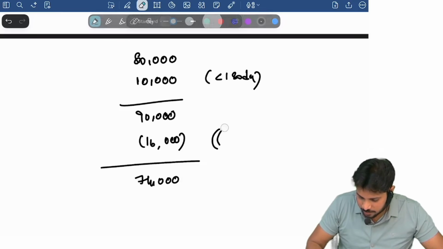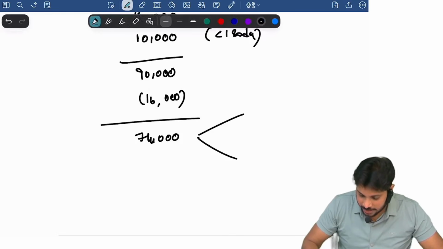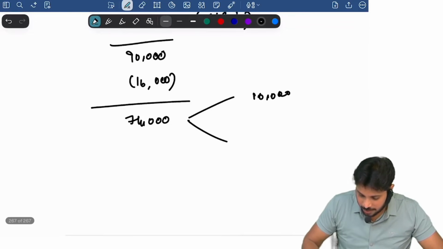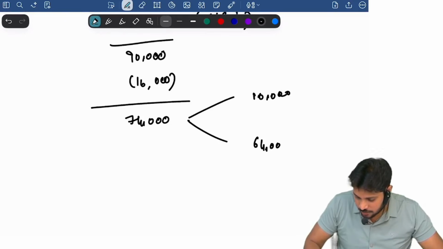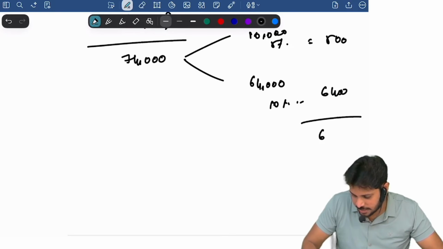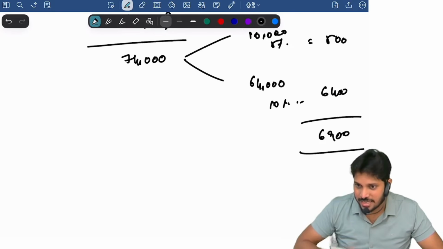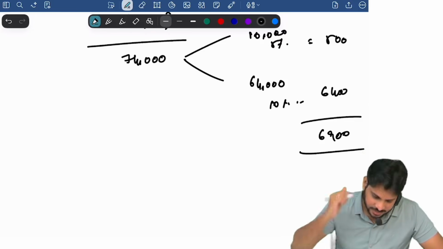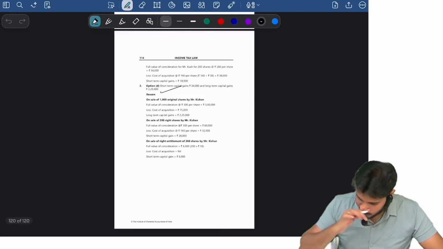Now what is the WDV value? 74,000. Am I right? Now I will allocate less than 180 days. How much is the less than 180 days? 10,000. Balancing figure how much? 64,000. This is 5%, this is 10%. 500, 6,400. How much is the answer? 6,900. Look at the answer given. 6,900, correct? That's it. Next.